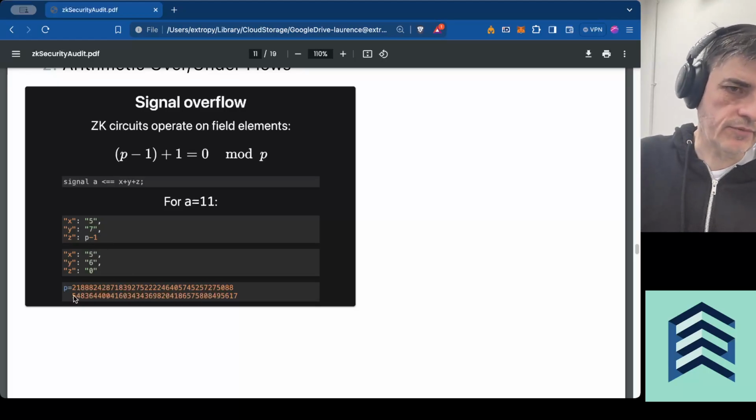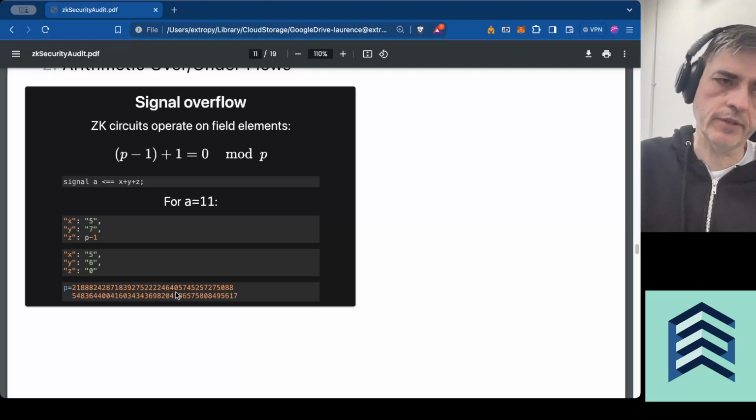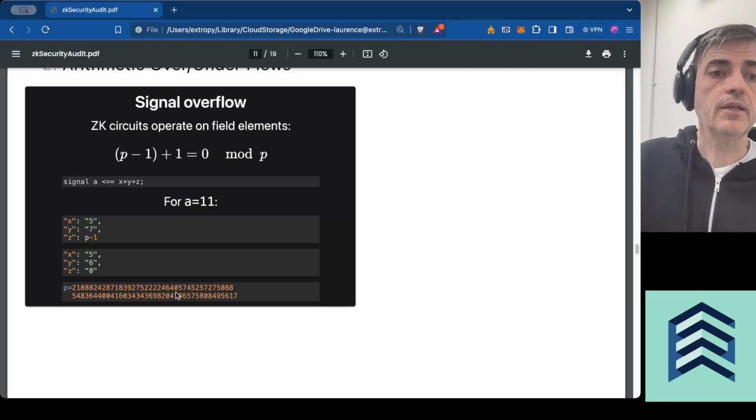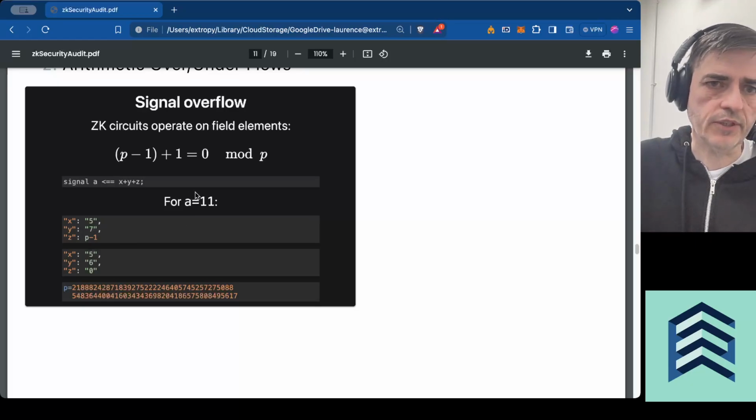Okay, and this value p here is the maximum number in our finite field. So we haven't constrained this enough. We haven't checked the values of the individual elements sufficiently when we're doing this calculation. We haven't checked that z is within a certain range and is not going to cause overflow.